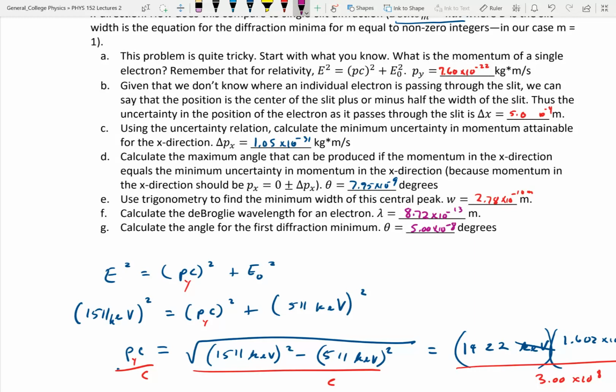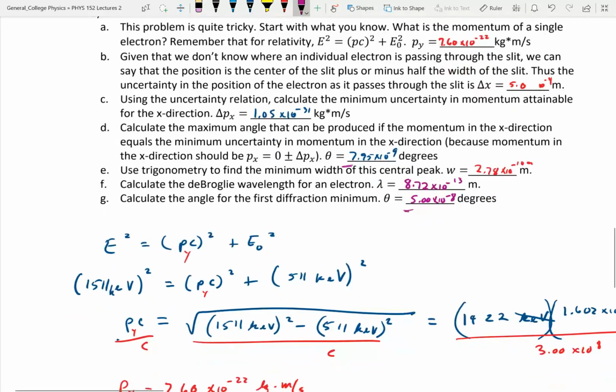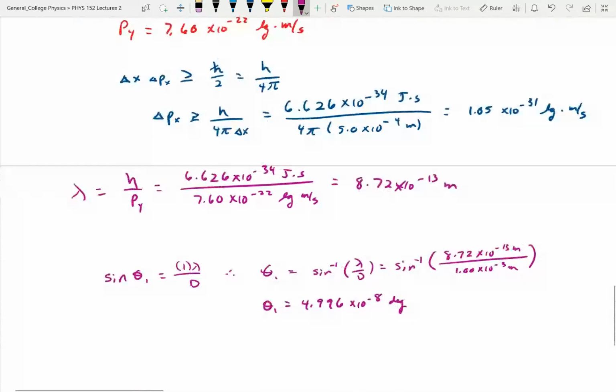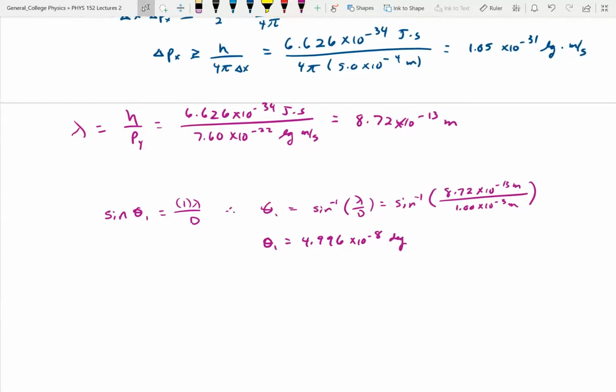Now notice this angle here is larger than that angle, which means that we have not violated the uncertainty relation in the diffraction. We could go ahead and calculate the width with geometry. If you do that, you find the width that you actually get for the first order is equal to 1.74 times 10 to the minus 9 meters.